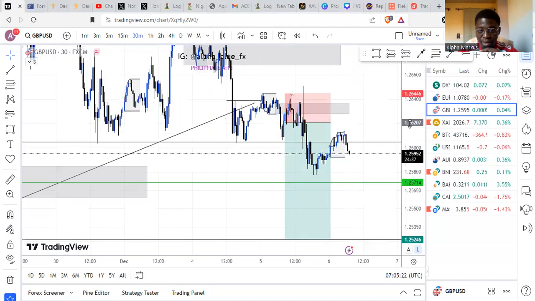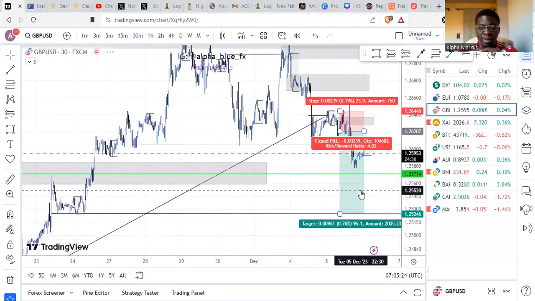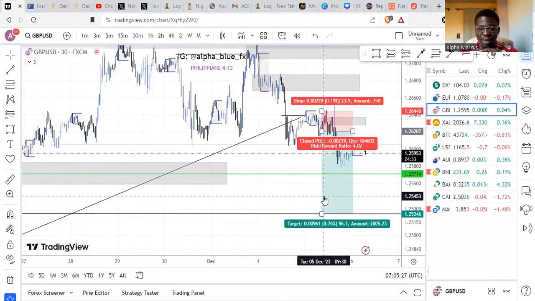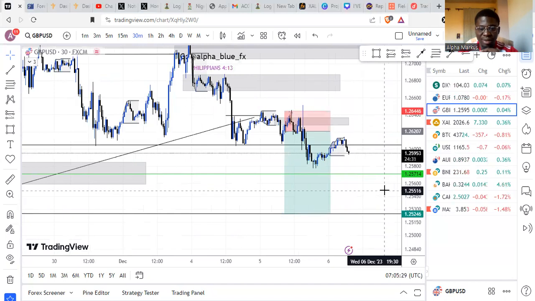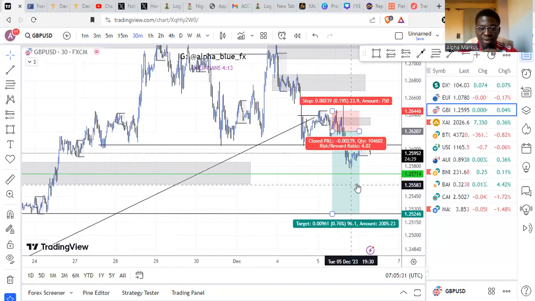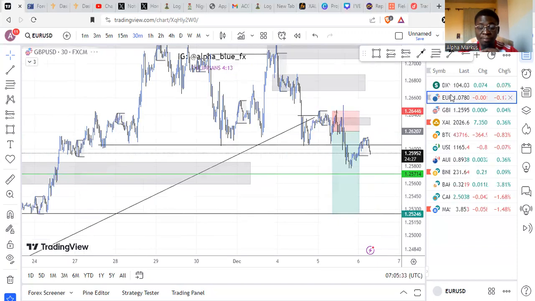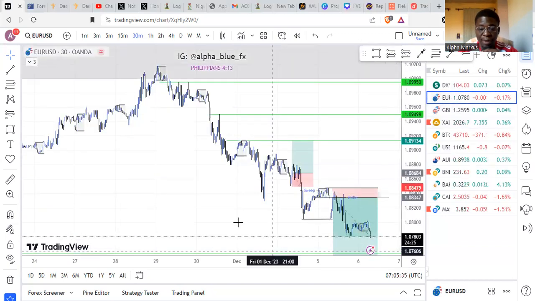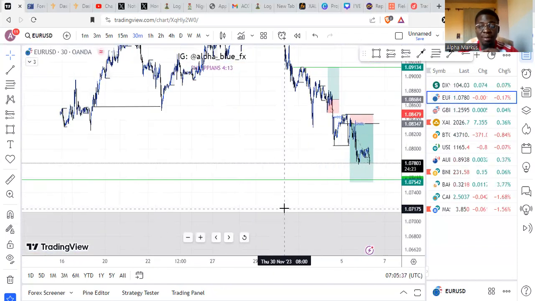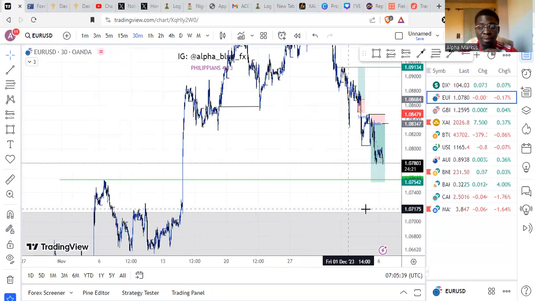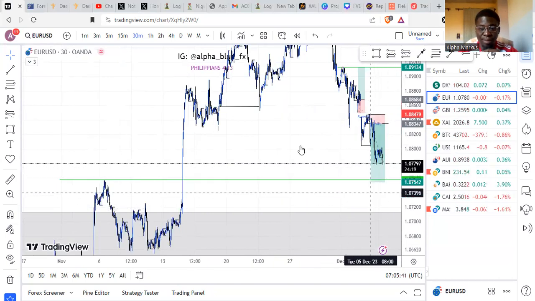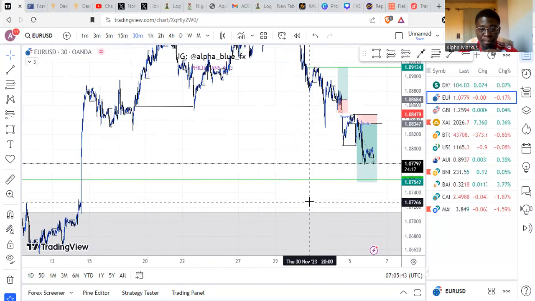But then thank God the EU trade is going well. So GU is not as clean as I want it to be. It's quite messy, so I'm just gonna leave it. But then this is the trade right here. So I don't even think I'm going to look for any other position today. Once this trade hits TP, I'm done for today.